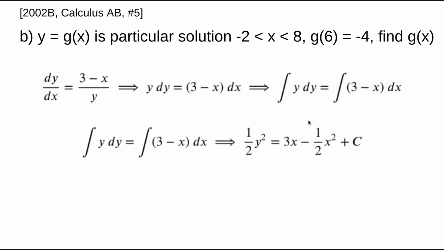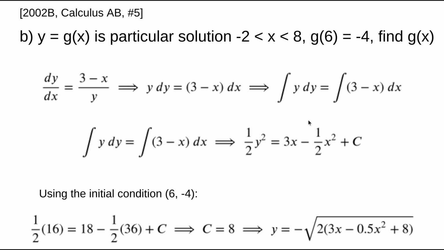Using the initial condition that g of 6 is -4, we get 1/2 of -4 squared, which is 16, equals 18 minus 1/2 of 36 plus the constant. Doing the arithmetic there and the algebra implies that the constant is equal to 8, which means that our solution to the differential equation is y equals the negative square root of 2 times 3x minus 1/2 x squared plus 8. How do we know we have the negative sign here?